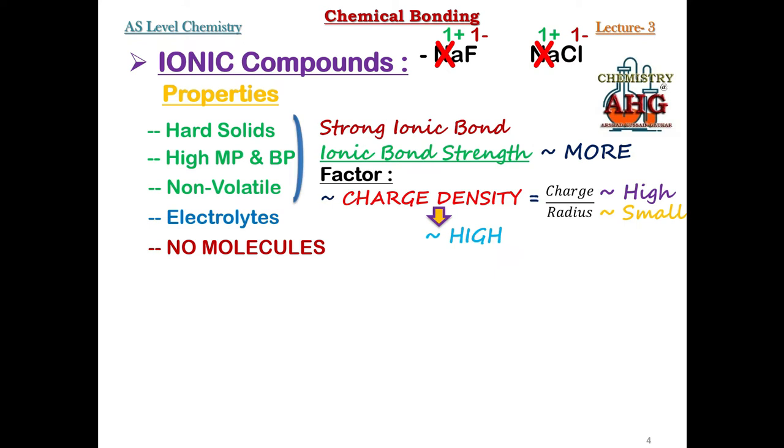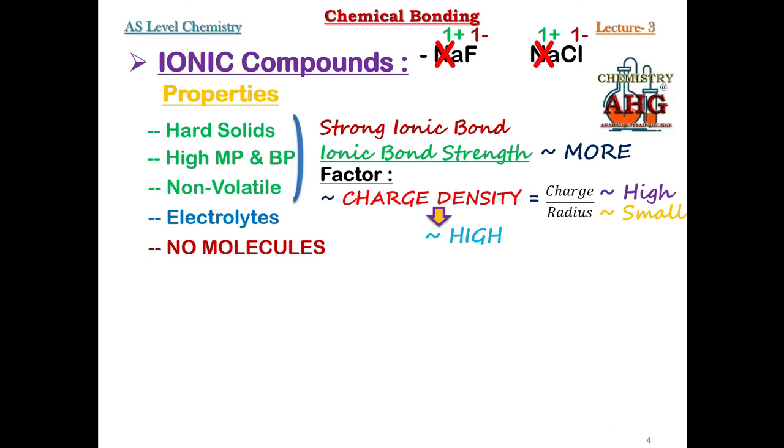Now, you have made up your mind. Now, you can write down the answer. If the question is which one of these two compounds is harder, which one has a strong ionic bond, which one has high melting and boiling point, what will be your answer? Sodium fluoride. Next you will write down, because sodium fluoride has a strong ionic bond. Why? Because fluoride has high charge density. Why does it have high charge density? Because fluoride is small in radius.